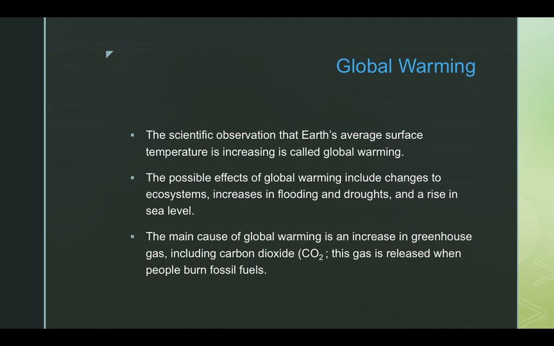The main cause of global warming is an increase in greenhouse gas, including carbon dioxide. This gas is released when people burn fossil fuels.